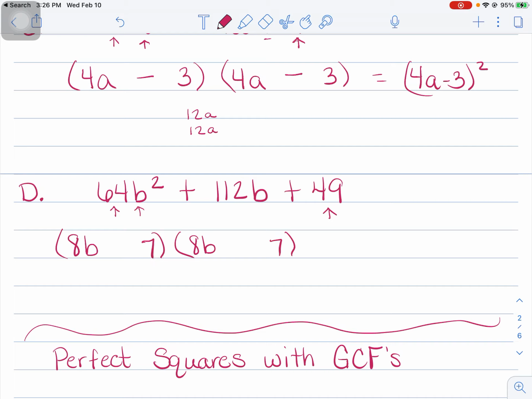Now I'm going to look at my signs. I need, when I multiply, to get positive. So the only thing that can get me positive is a positive times a positive or a negative times a negative. But my middle term is positive. So obviously negatives together are not going to get me a positive when I add them. So I know both of these are going to be positive. So then I can also rewrite this as 8b plus 7 squared.